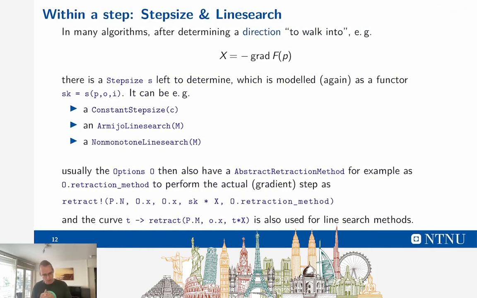or for example the non-monotone line search. Again, these are stored within the options O, and one example would be to look along retractions for the line search, and the corresponding step size is then used to perform the actual step in the gradient method. So this is actually a line from the gradient step, which uses a certain retraction, not necessarily an exponential map, to be more efficient, and walks into the direction of the negative gradient with a certain step size.